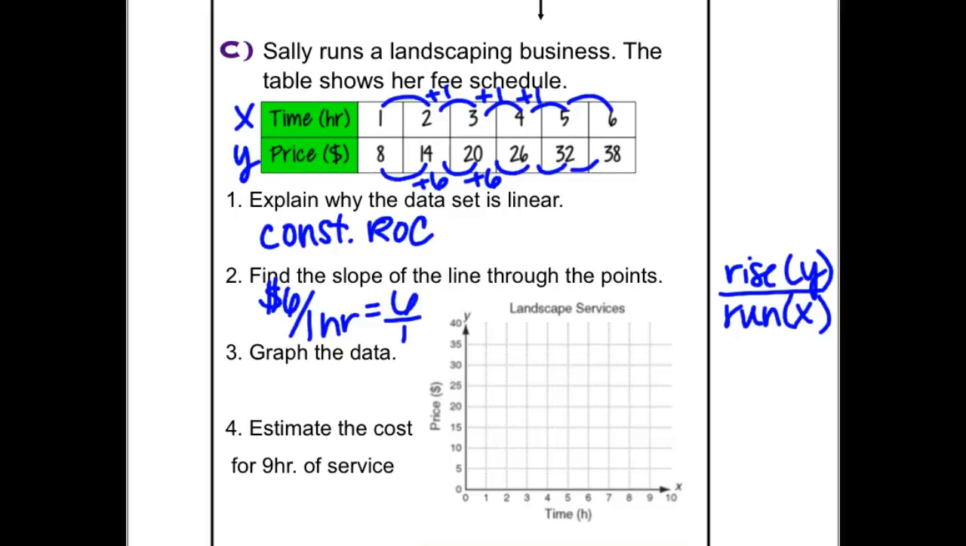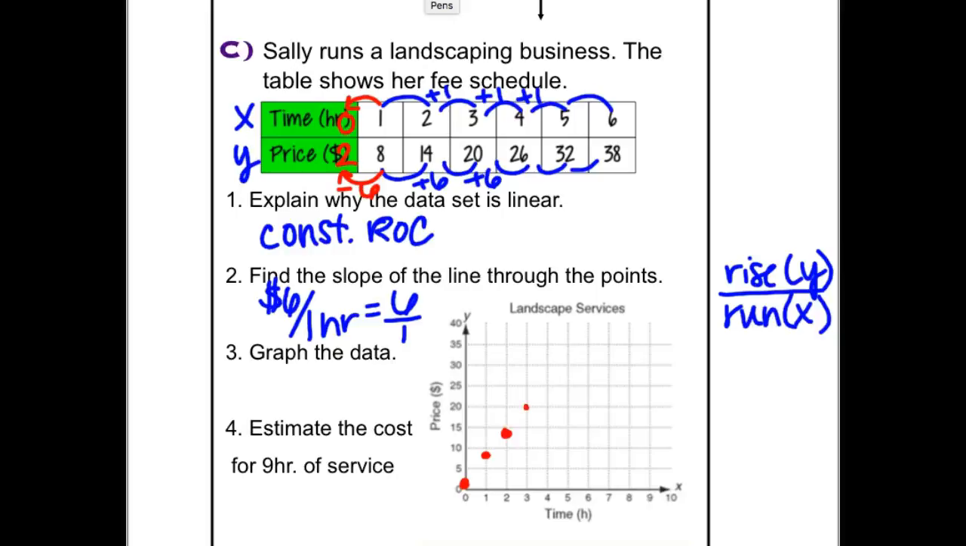Let's go ahead and graph this. We need a y-intercept. We always want to graph a y-intercept, but we don't have that. But it says that every time we go up an hour, we go up $6. So that means if I go back 1, I go back to 0 hours, which means I would go back $6, which would take me to 2. That means that my y-intercept is (0, 2). And then we go up 6 to 14 and over to 2. And then we can follow our points here.